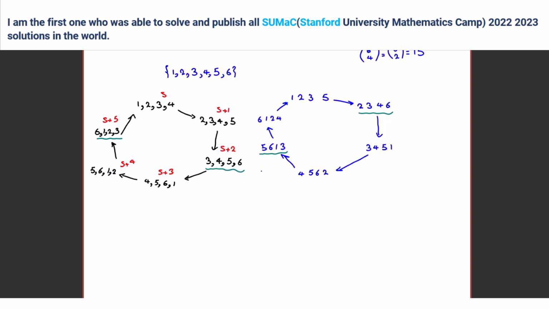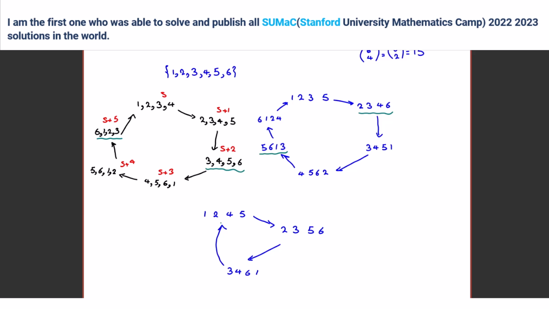We don't have 1, 2, 4, 5. Do we have it? Look, 1, 2, 4, 5. No, we don't have it. 1, 2, 4, 5 will be what? 2356. This one goes to 3461. This one is 4512. It goes here, right?